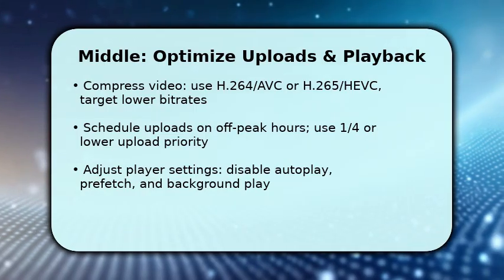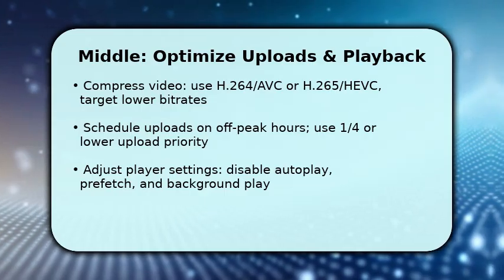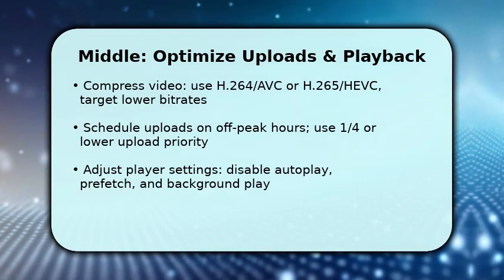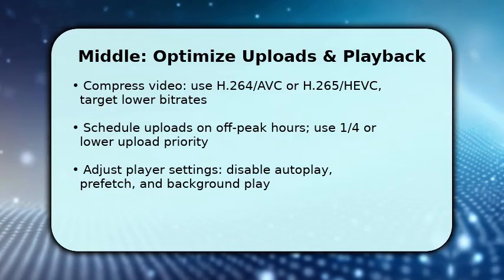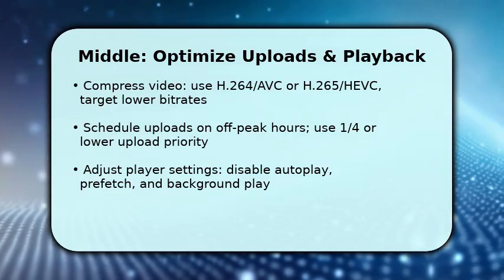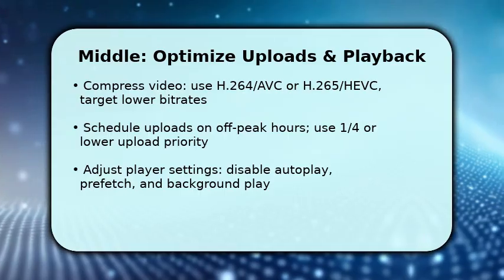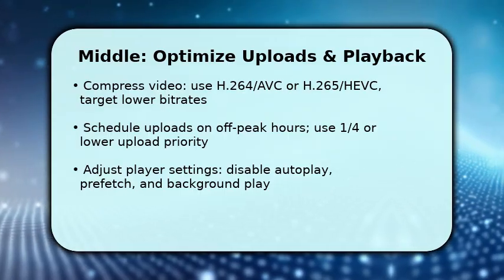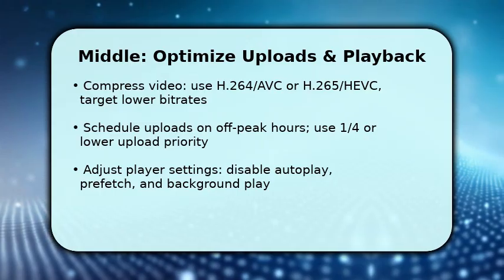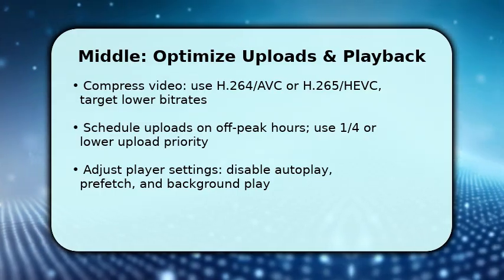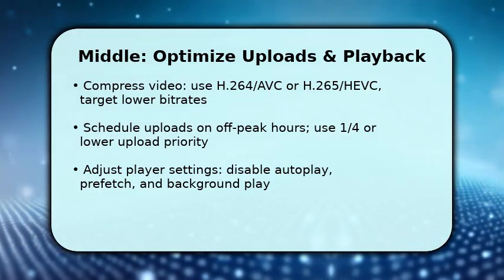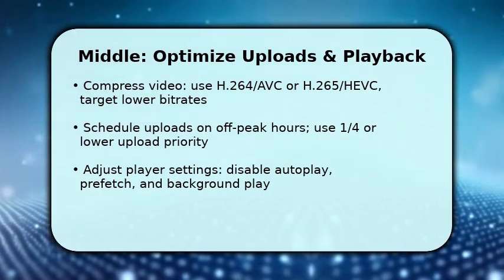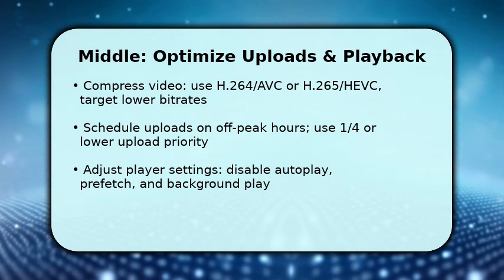Compress uploads with H.264 or H.265 and choose a lower target bitrate to reduce file size without losing crucial clarity. Schedule uploads for off-peak hours when network strain is lower, and set upload priority to 1/4 or low in your uploader app. For playback, make sure to disable autoplay and prefetch so YouTube doesn't pull extra data.